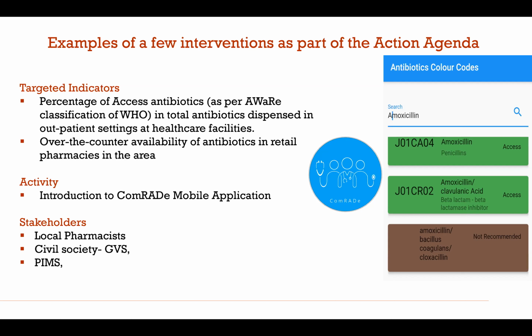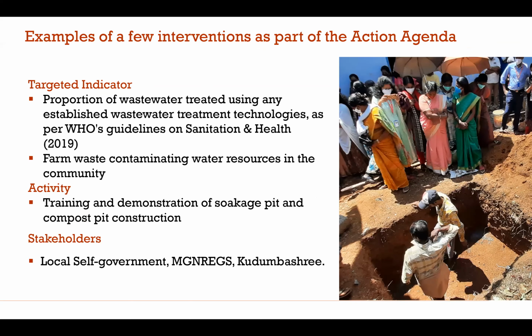Another activity that we had was targeting indicators on WASH. So we tried to collaborate with the local self-government and the employment guarantee scheme, which provides employment generation to the local community, and Kudumbasree, which is the women's self-help group in the area. So we gave them training and demonstration of soakage pit and compost pit construction. That basically targeted how wastewater is being treated using an established treatment technology, and how farm-based contamination of water resources in the community is being carried out. So these were targeted interventions for specific indicators.